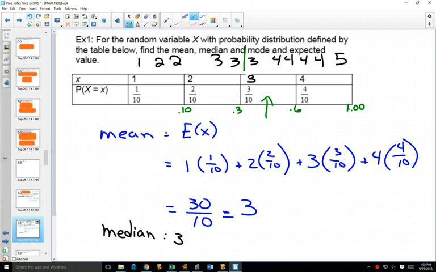If you were doing this method and this happened to have been 0.5 right there, then your median would be between 2 and 3, and your median would be 2.5. But in our case, our 0.5 happens somewhere in the 3, so we can say that our median is 3. And finally, which one do you think happens the most? That one's the easiest. Most probable is the 4, since that happens 4 out of 10 times.